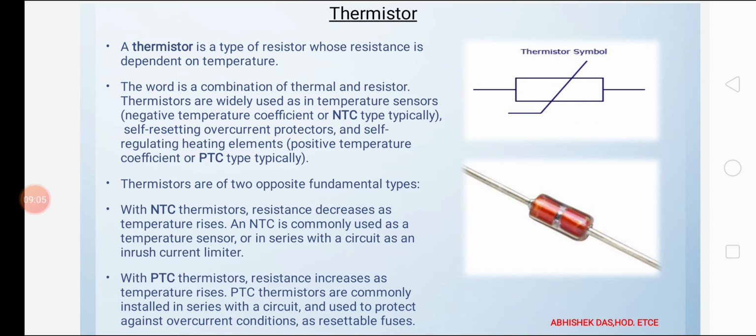Next one is the thermistor. Thermistor is a contraction of the term thermal resistor. Thermistors are generally composed of semiconductor material. They may have a positive temperature coefficient, but most thermistors are negative temperature coefficient, such that their resistance decreases with increase in temperature. The thermistor is composed of metallic oxides such as magnesium, nickel, cobalt, copper, iron, etc.